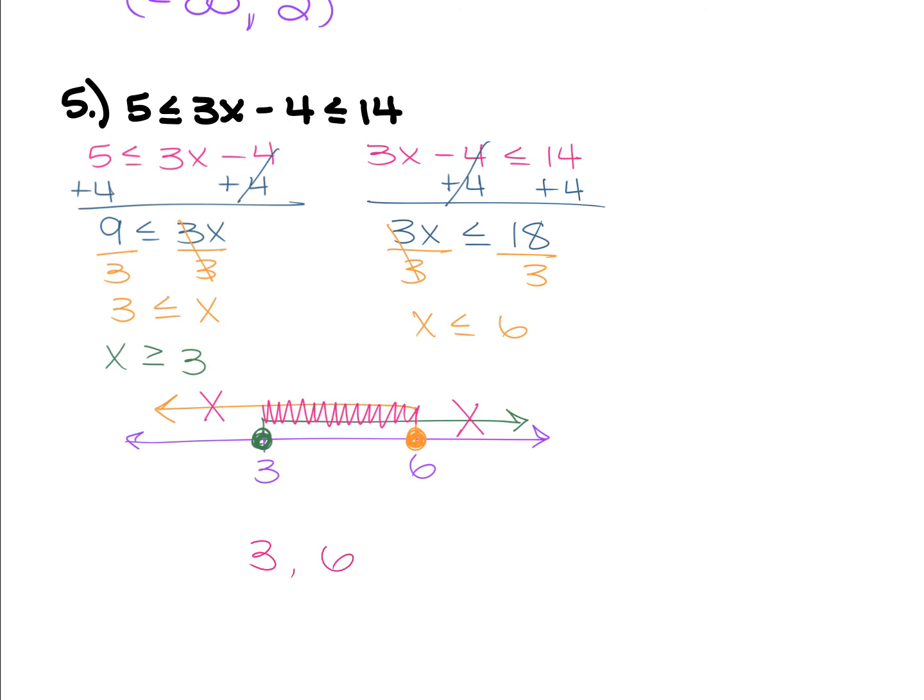The 3 has a closed circle, so you're going to put a bracket on that. The 6 has a closed circle, so a bracket goes on that. So you're just going to have from 3 to 6, including both the 3 and the 6.